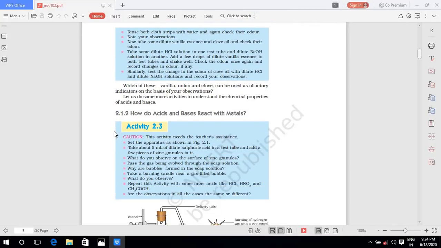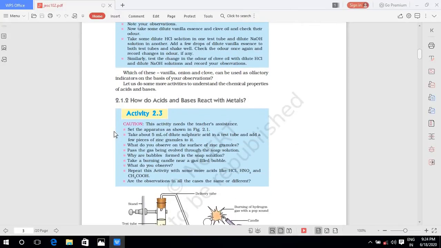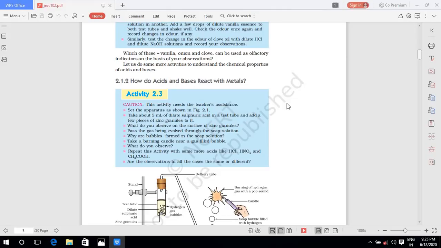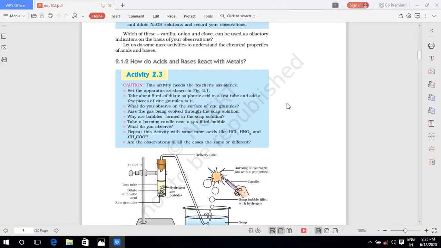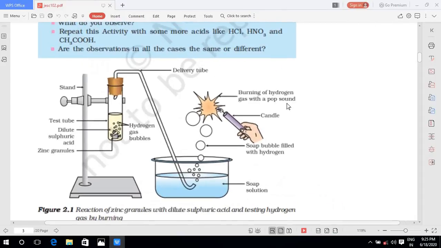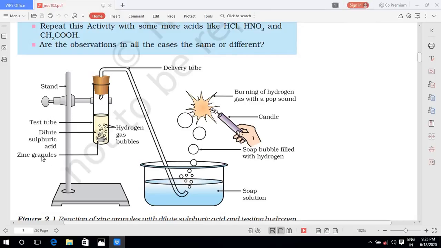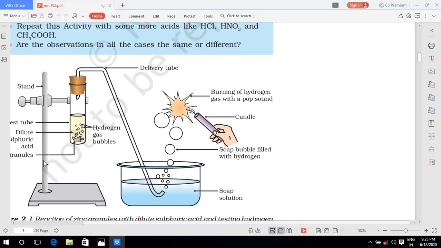Now let us learn how do acids and bases react with metals. Metals, the alkali metals, most of the elements that are situated in the left hand side of the periodic table, they are called as metals. So when metals react with acids and bases, let's learn about that. In this diagram, the metal reacts with sulfuric acid. The given metal is zinc. This zinc reacts with sulfuric acid to form zinc sulfate, which is a salt, and gives off hydrogen gas.